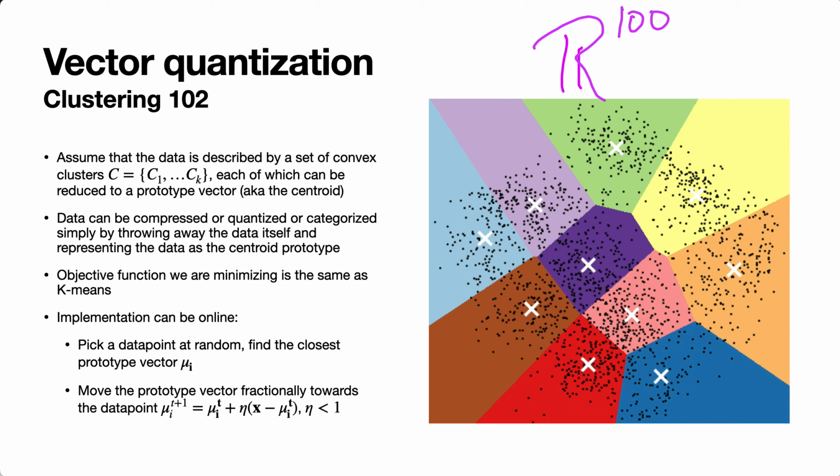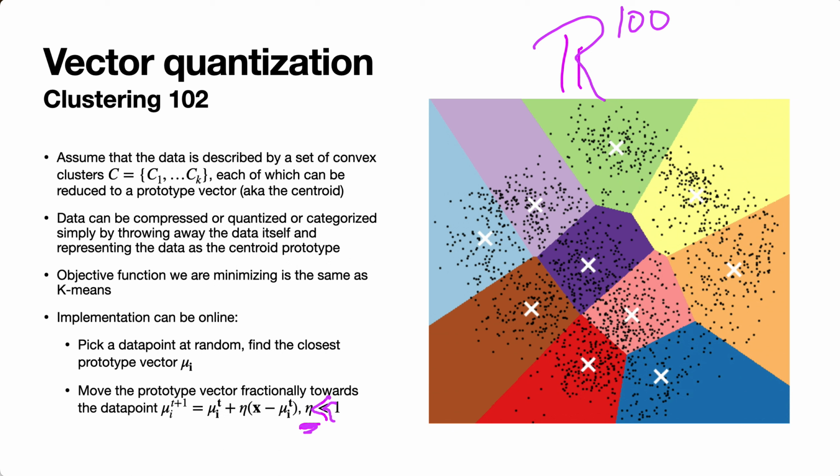We find the closest prototype vector to it. And we move the prototype vector some amount less than 1 towards the data point. Okay? Usually a lot less than 1. Usually that eta term here is much less than 1. Okay, and we keep doing that until some convergence criterion is reached. So this is online in the sense that we only operate on one data point at a time.